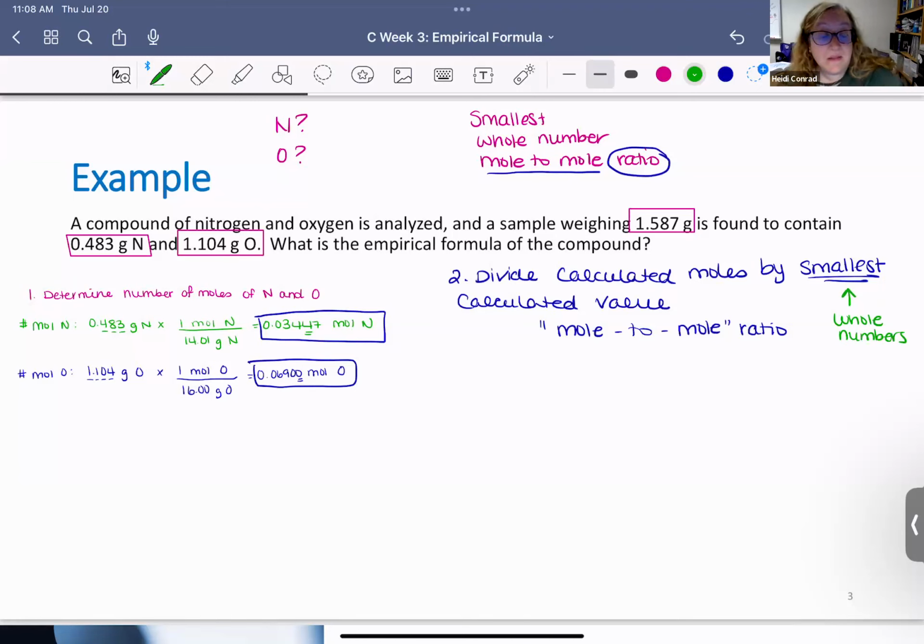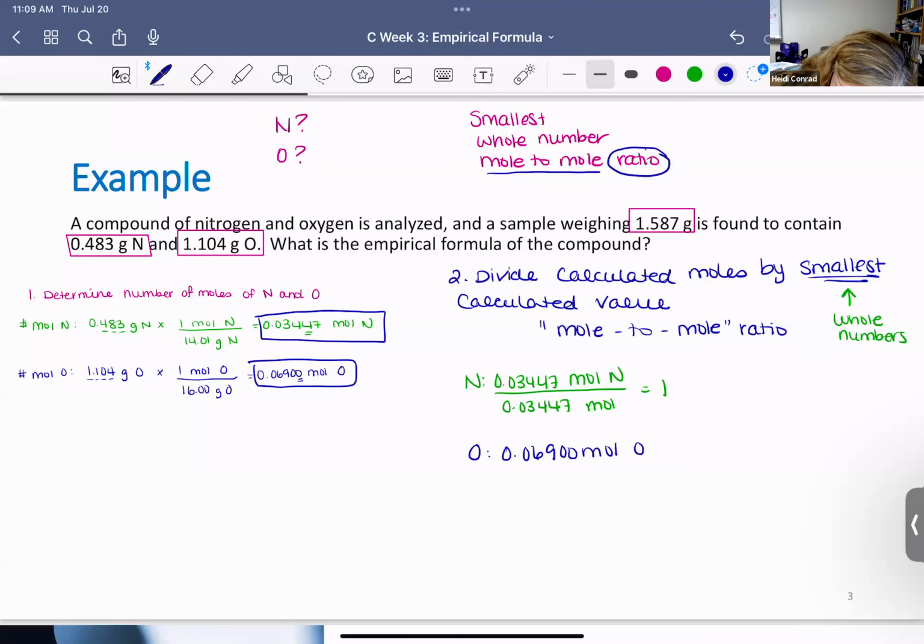So I compare the 2 numbers and I see 0.03447 is the smaller of the 2 numbers. So for nitrogen, 0.03447 moles means 1, obviously. Oxygen, 0.06900 moles of oxygen divided by 0.03447 moles from that nitrogen gives me a value of 2. So now I'm going to use that mole-to-mole ratio to determine the empirical formula.